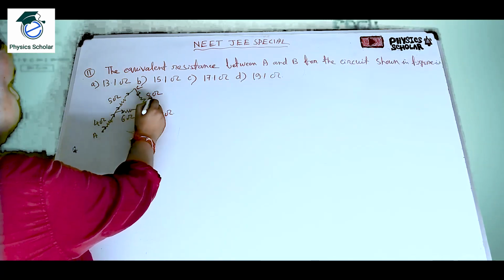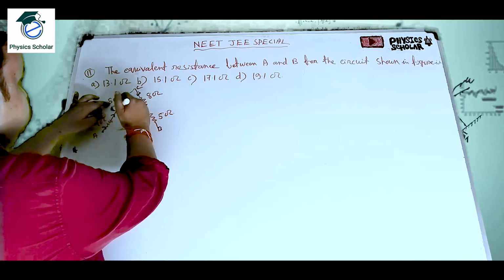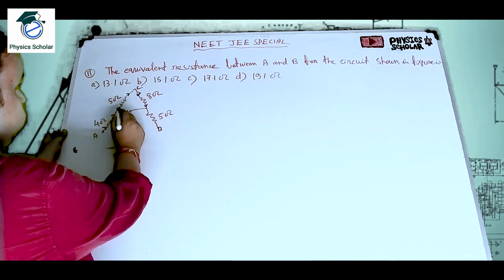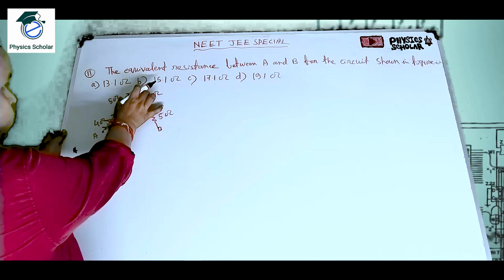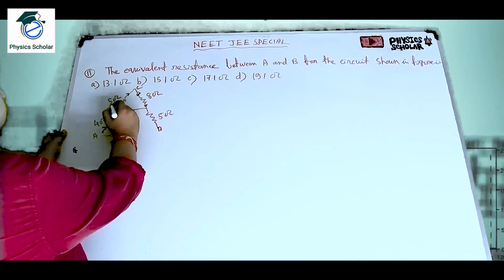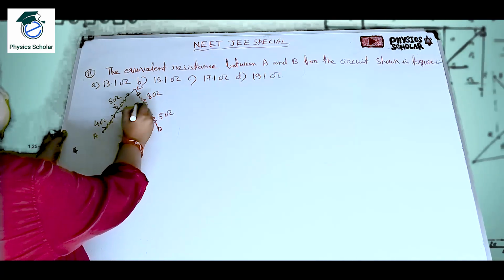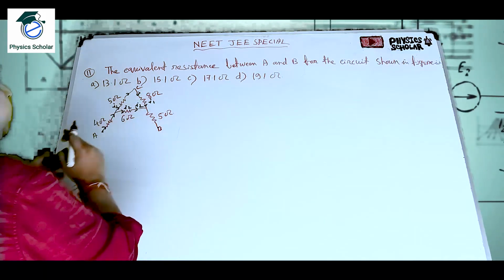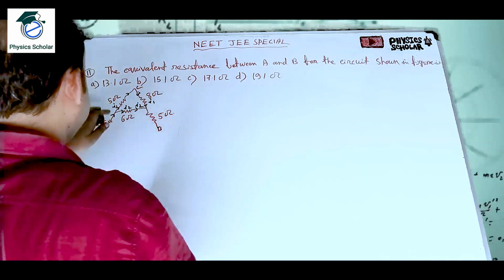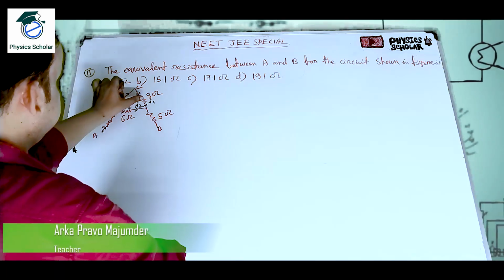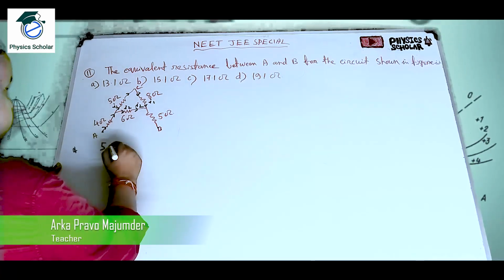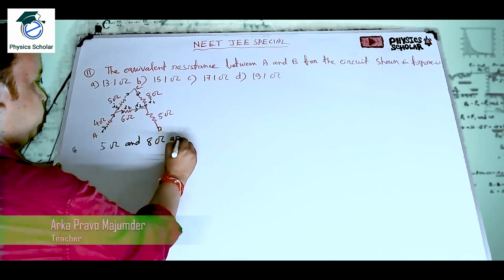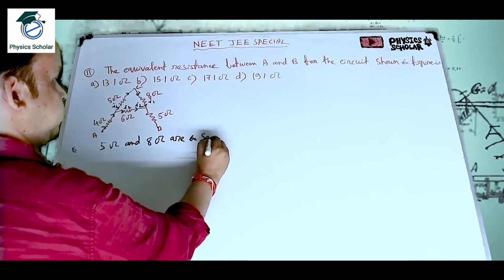That means 5 and 8 ohms are in series because the same current will come here and flow here. And here the current will divide in two parts. Suppose it is I1 and I2. Clear? So here the current is dividing. So that means this 5 ohms and 8 ohms are in series.